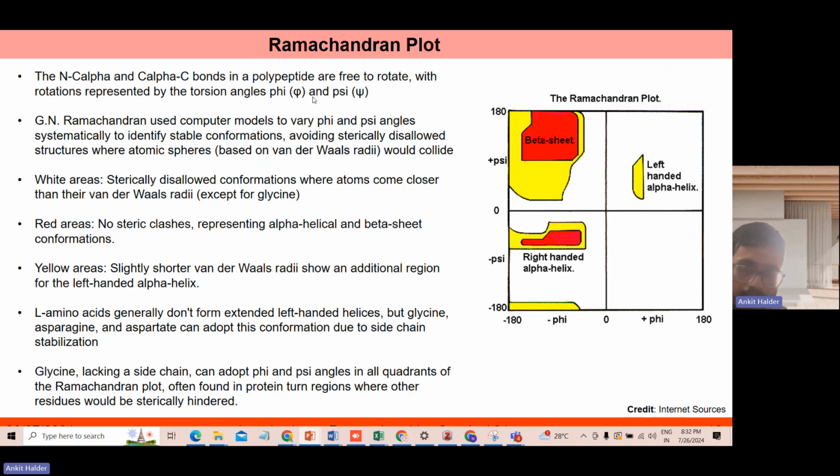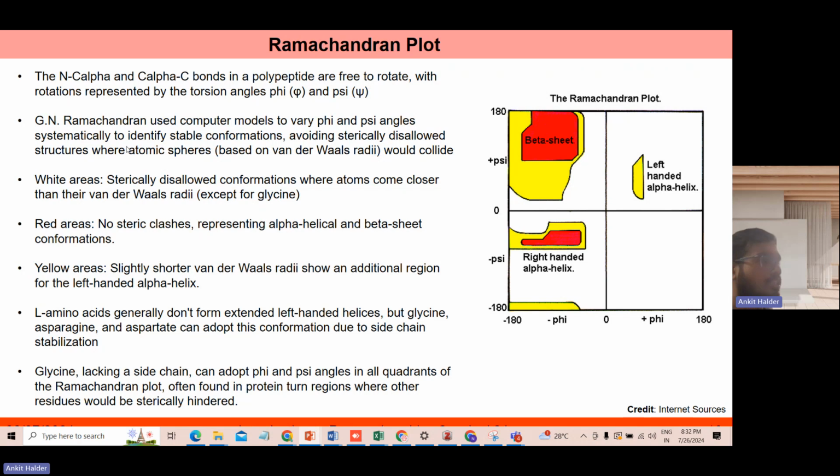So just try to remember and understand that we have said the peptide bond that we are seeing is quite rigid and has a huge barrier to rotation. Now, followed by that, the N–C alpha and C alpha–C bonds, the phi and psi angles, how they are going to rotate in the polypeptide is determined by the Ramachandran plot.